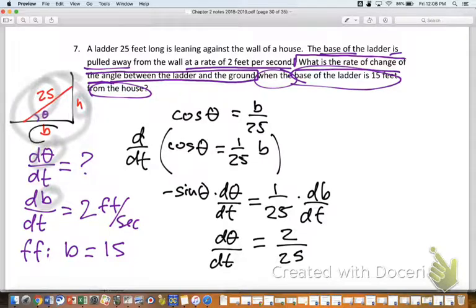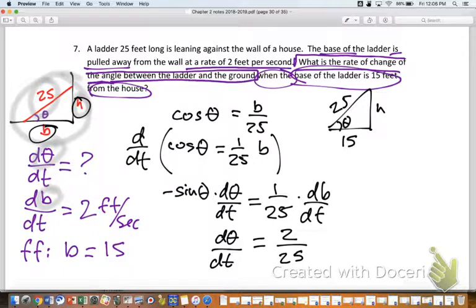We know that the B and the H are constantly changing. What if we just redrew the triangle at the freeze frame moment? So it would look like this. This H is unknown. B is 15. The ladder is still 25 long. That's still theta. So wouldn't sine of that angle be H over 25? How on earth am I supposed to figure out that H?